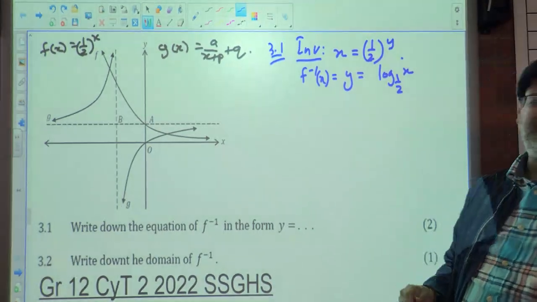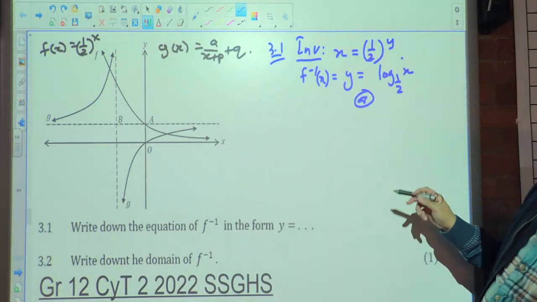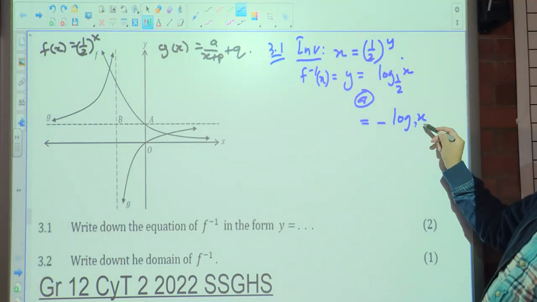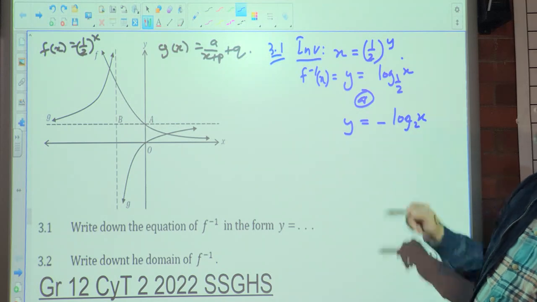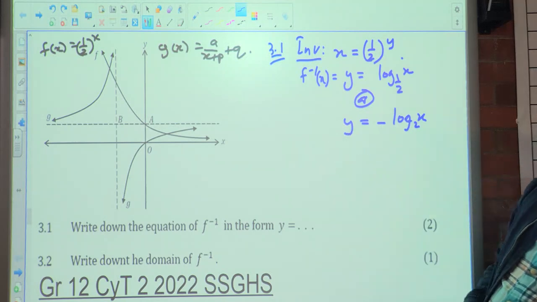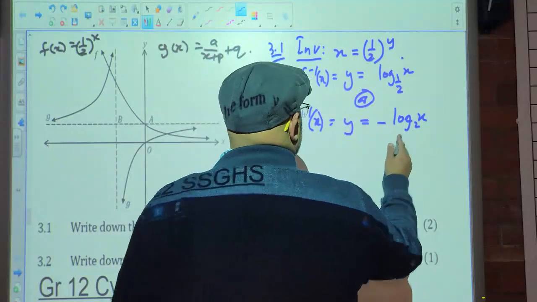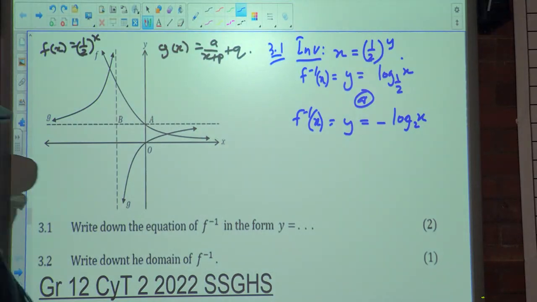This could also have been written in the form of, remember, negative log x base 2. Now, because of that half there, I'm bringing the negative. Remember that? So with the transformation question, if that comes in, it's always around that confusion.